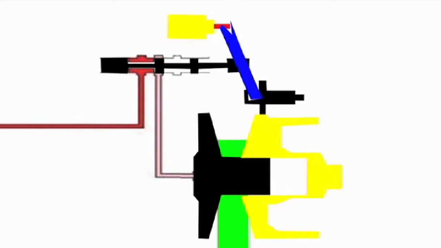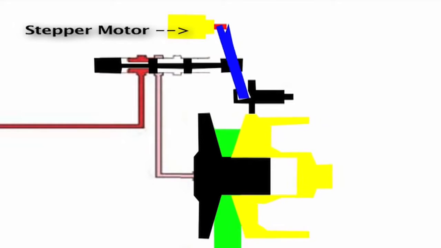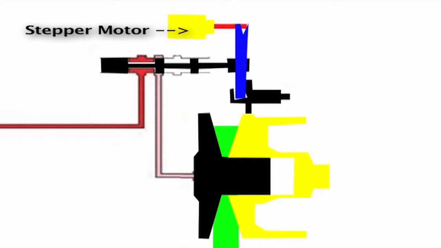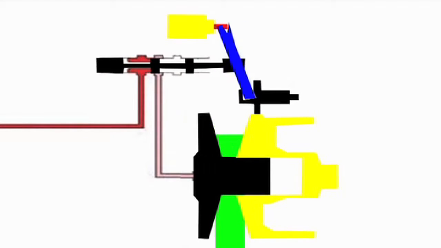If the TCM deems it necessary to further control the variator, it does so by means of the ratio control solenoid and the stepper motor. The stepper motor, as you can see on the animation, even further adjusts the opening or closing of the ratio control valve. All these 4 components, the ratio control valve, solenoid, stepper motor, and ratio control solenoid, are mechanically and electronically interlinked.